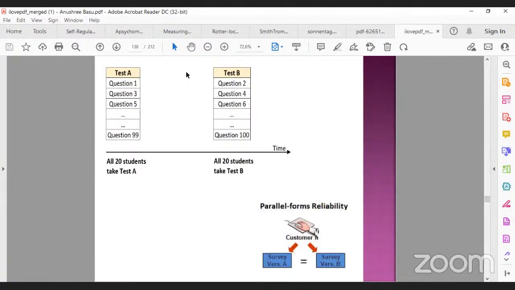Okay, so this is a method of split half or parallel form. If you give a customer survey version A and survey version B, and a person gets the same scores on both, that means the parallel form or alternate form reliability coefficient is high. And this is the example of the split half method. All 20 take test A. And all 20 take test B.